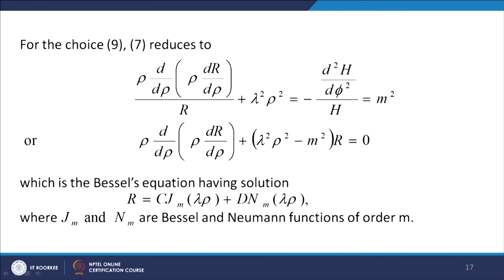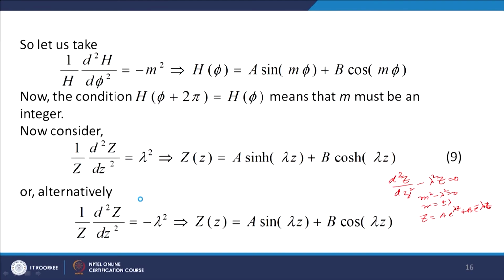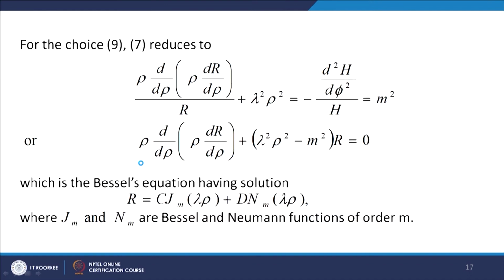This is the case, this one. When we choose (1/Z) d²Z/dz² as lambda squared, we get this equation, and this is Bessel's equation, where the solutions are R equal to C J_m(lambda rho) plus D N_m(lambda rho). C and D are constants; J_m and N_m are Bessel functions and Neumann functions of order m.